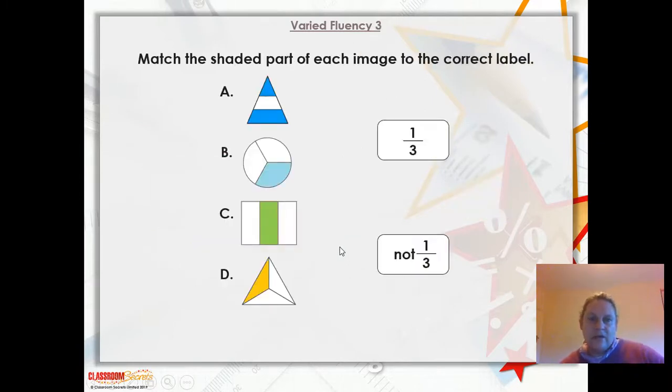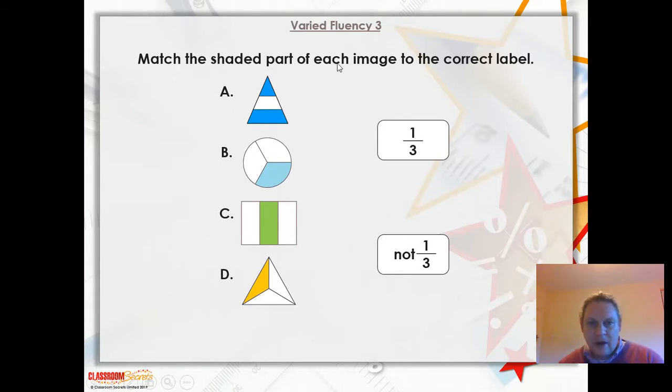Okay, are the ones that have 1/3 shaded. All right, match the shaded part of each image to the correct label. All right, so we're interested in the shaded parts. Let's look at A. A is being divided into 3. It's got 2 parts shaded, okay, but are they equal parts? Again, this is a much bigger part than this part, isn't it? So this isn't thirds. We can discount that one straight away, okay?